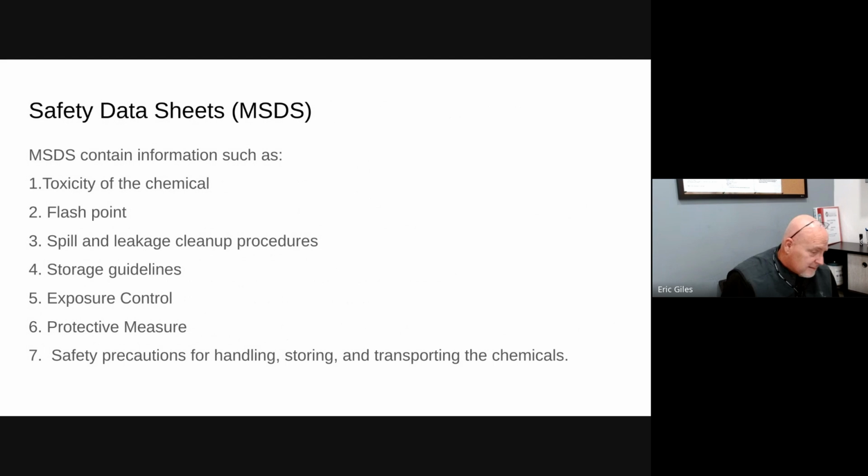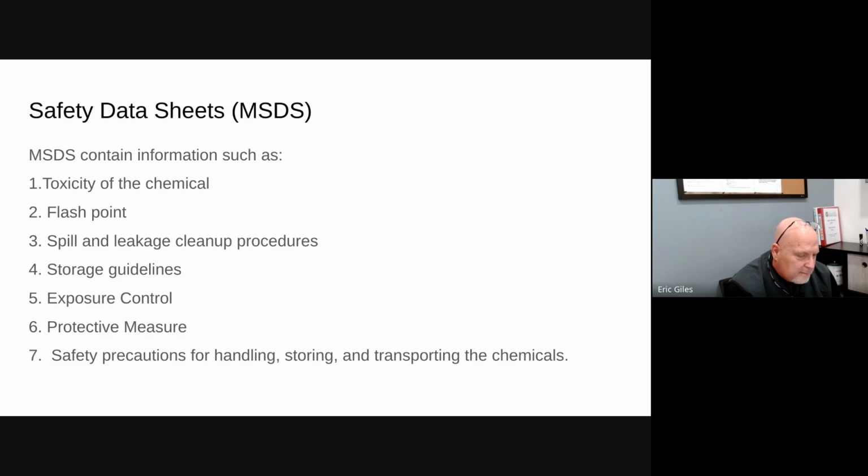MSDS sheets. We've talked a little bit about those, and you know the information contained in those for every chemical is the toxicity of the chemical, how dangerous it is to inhale or come in contact with. A flash point, how that stuff burns. Some of that stuff has a high flash point. Spill and leakage cleanup procedures, storage guidelines, exposure control, protective measures, what you need to do to protect yourself from that chemical, and safety precautions for handling, storing, and transporting chemicals.